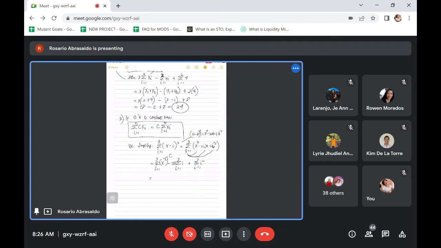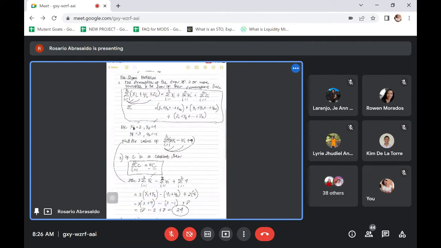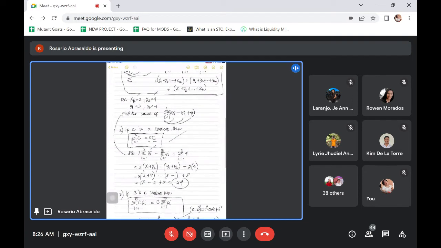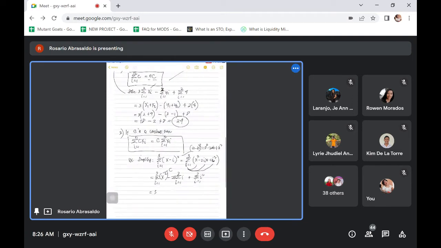So we have the formula also here, no? If c is a constant, so x is a constant, times n only. So, 3 times x squared. Take note of that, since it does not belong to the index. So next, minus 2x times the sum of i, which is from 1 plus 2 plus 3.